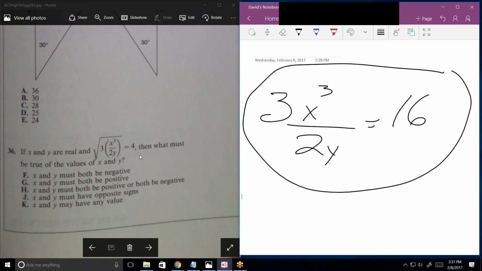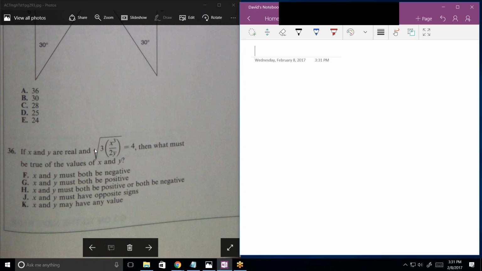Well, inside the radical sign has to be positive. In other words, say 3 times x cubed over 2y has to be greater than or equal to 0. That's what you solve. And once you determine that, then you realize, well, F is true almost, G is true almost, H is true 100% of the time.